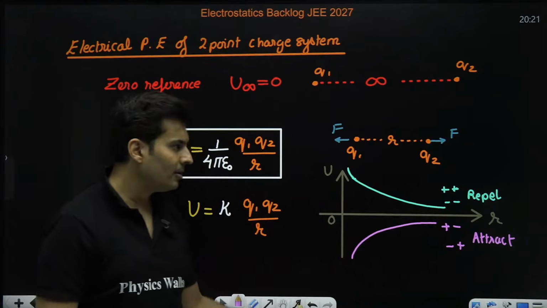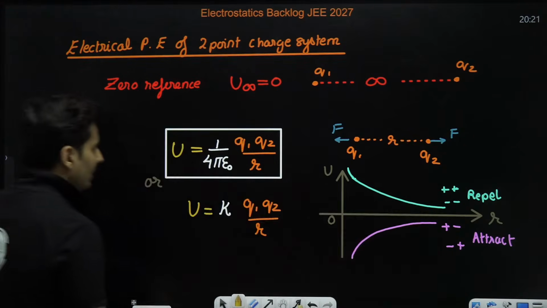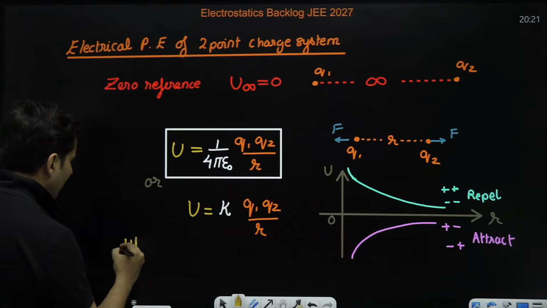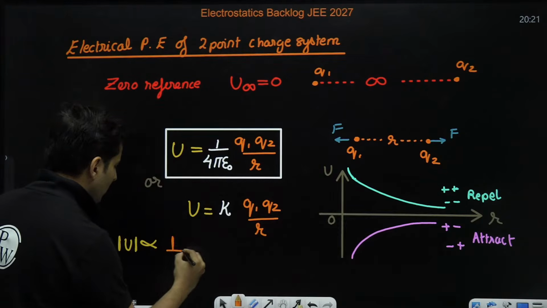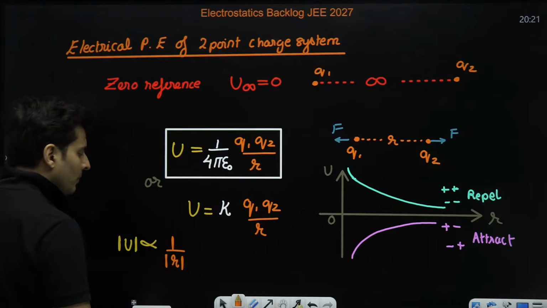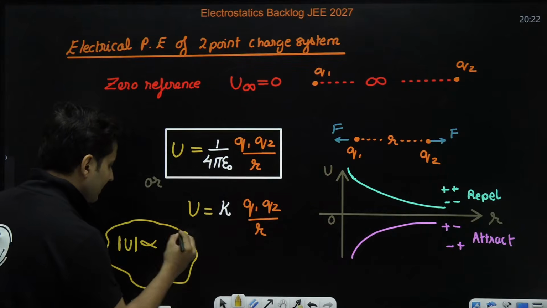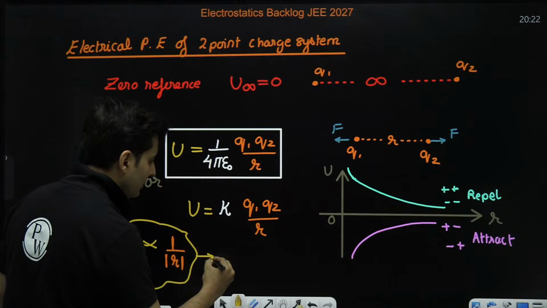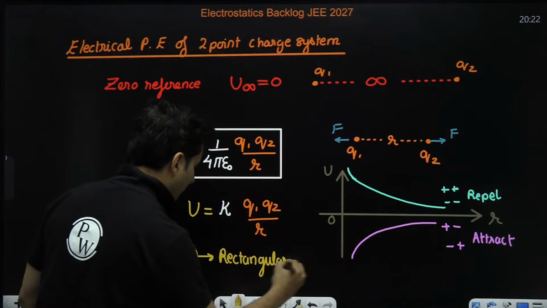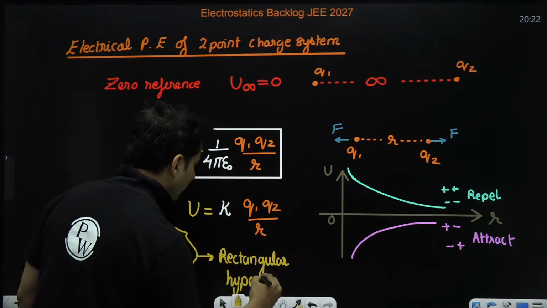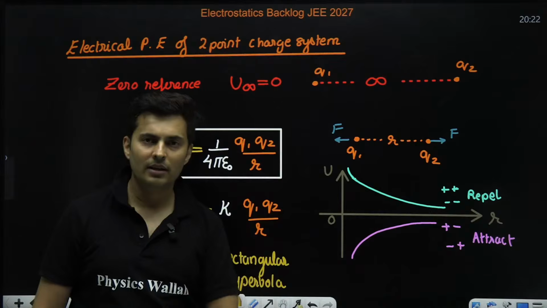Why is this graph curved? Because it is inversely proportional to r. And by the way, whenever you see such a graph, which magnitude wise is inversely proportional to the distance, keep in mind one important thing, guys. Such a graph is always going to be a rectangular hyperbola. So this shape, this curve is called a rectangular hyperbola.